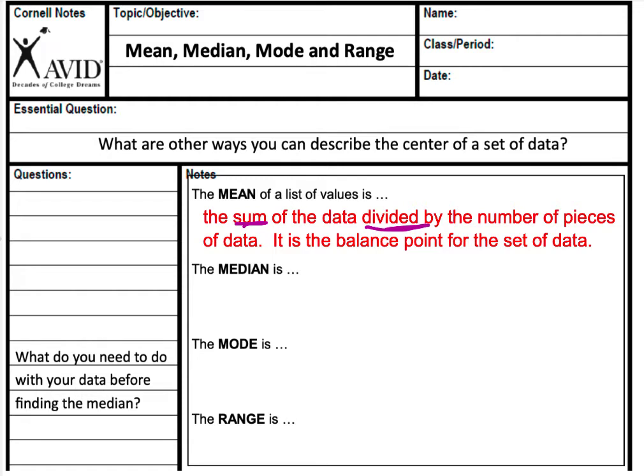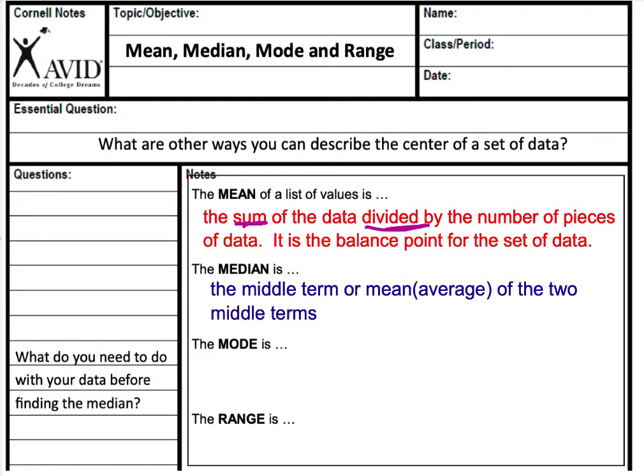Then we have the median. The median is the middle. The key is we've got to put our numbers in order before we can find the middle. That's going to be a key step as we're working through these problems, making sure we're putting these numbers in order. Then the median is just the one in the middle. Or if there happen to be 2 in the middle, we're going to find the median, or the average, of those 2 numbers. I'll show you what that means in a minute.